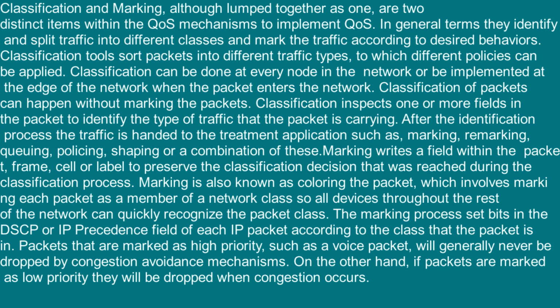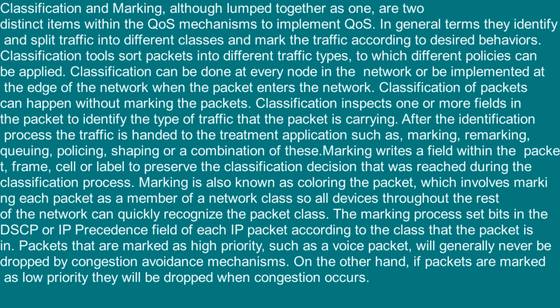After the identification process, the traffic is handed to the treatment application such as marking, remarking, queuing, policing, shaping, or a combination of these. Marking writes a field within the packet, frame, cell, or label to preserve the classification decision that was reached during the classification process. Marking is also known as coloring the packet, which involves marking each packet as a member of a network class, so all devices throughout the rest of the network can quickly recognize the packet class.